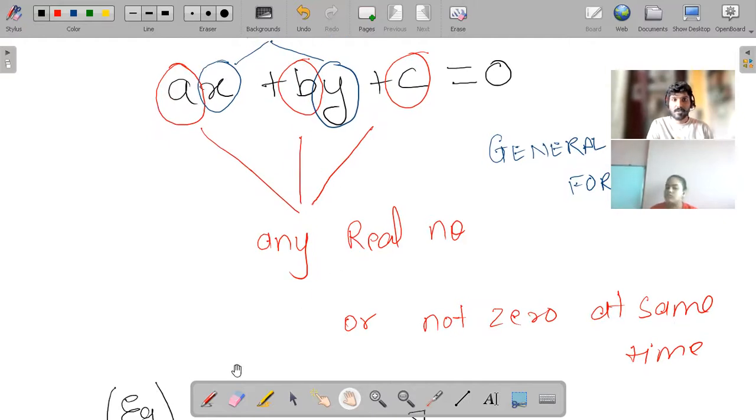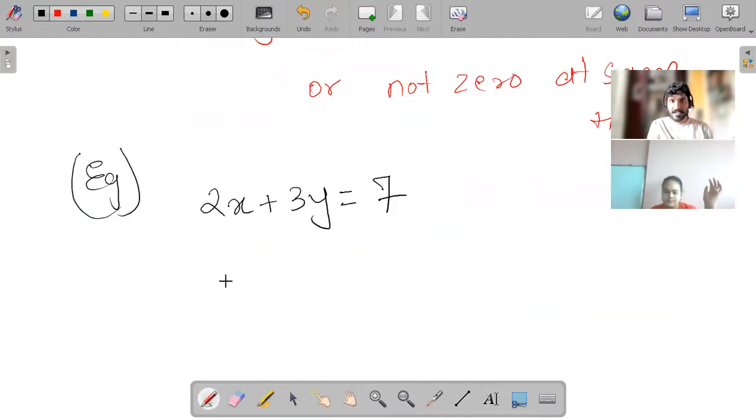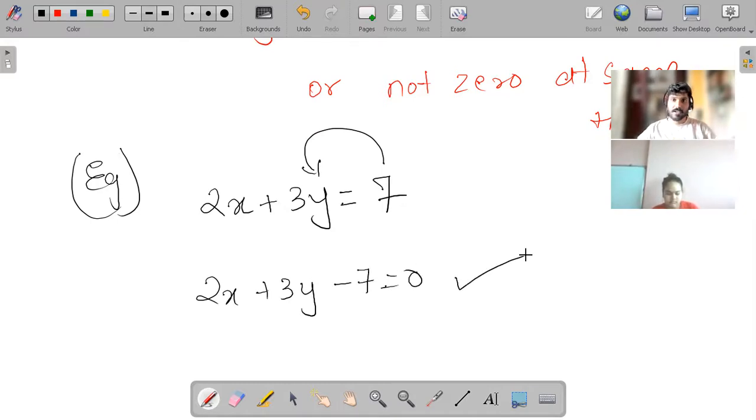Is this in the general form? No, it is not. But we can write it in the general form. You just have to take 7 on this side. So 2x plus 3y minus 7 equal to 0. Now this is in the general form of the linear equation.